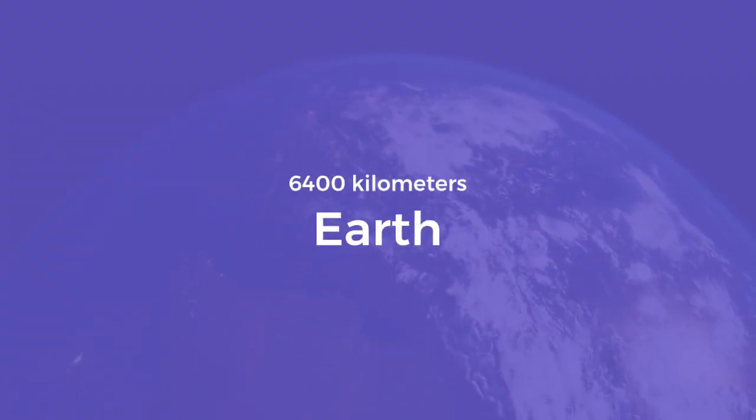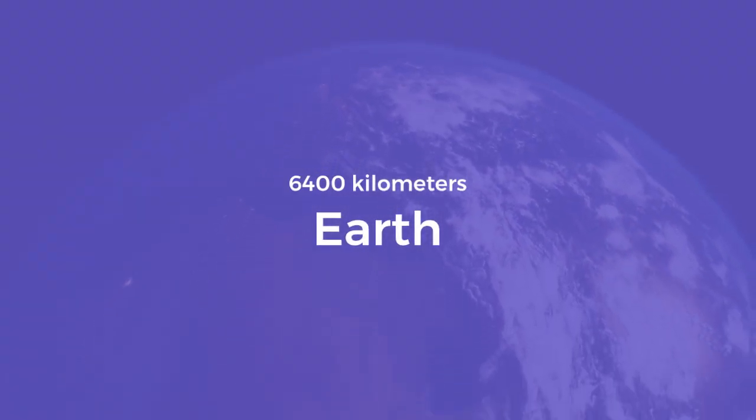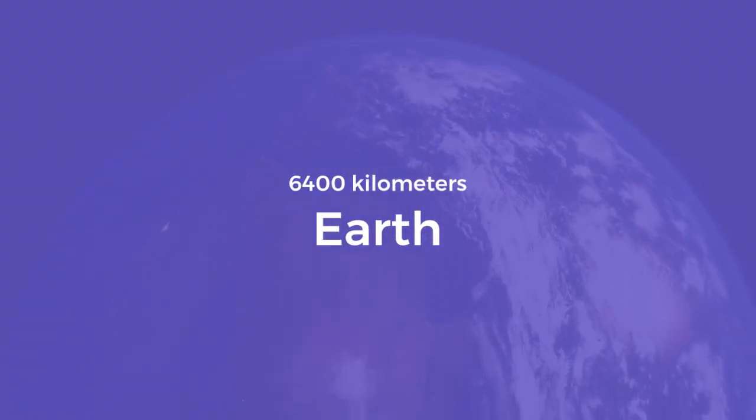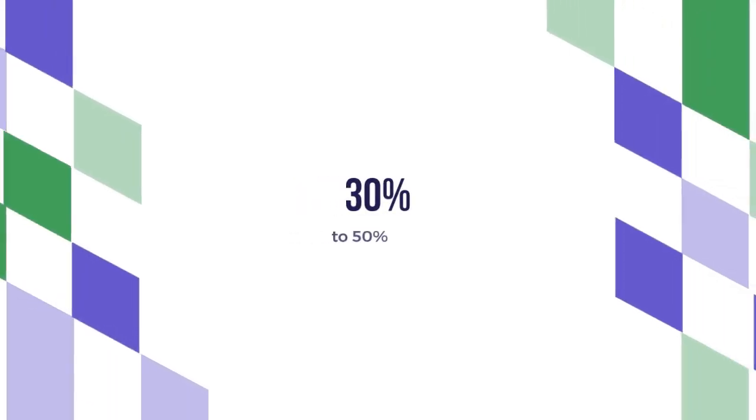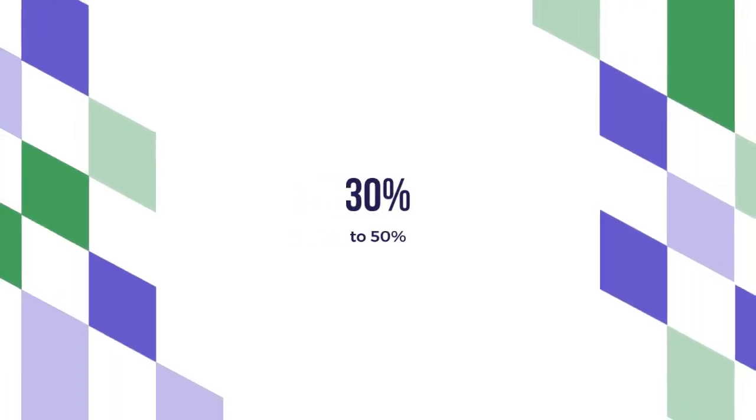Sub-Neptunes are incredibly common in our galaxy. These planets, with radii between that of Earth, approximately 6,400 kilometers, and Neptune, around 25,000 kilometers, are estimated to be present in 30% to 50% of Sun-like stars. Despite their abundance, calculating their density has been a significant challenge for scientists.